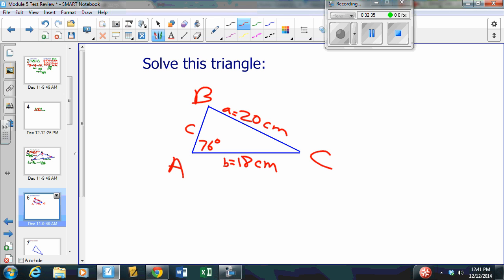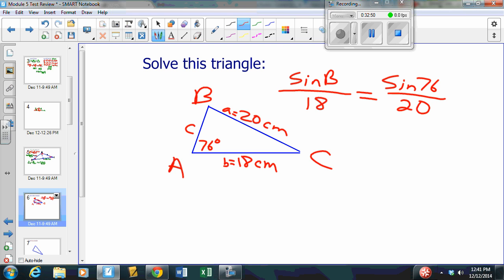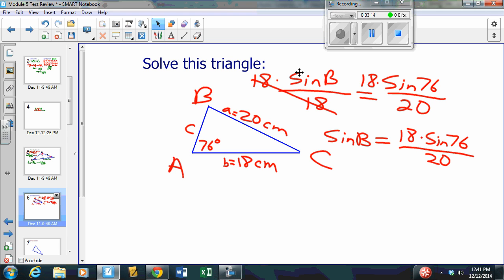Okay? So I'm going to go the sine of B, because that's what I'm solving for, sine of B over side B, which is 18, equals the sine of 76 over 20. I only have one variable, that's B, so I've got to get it by itself. What am I going to do? Times both sides by what? 18. 18 on this side, 18 on this side, they cancel out, and I'm left with sine of B equals 18 times the sine of 76 over 20.